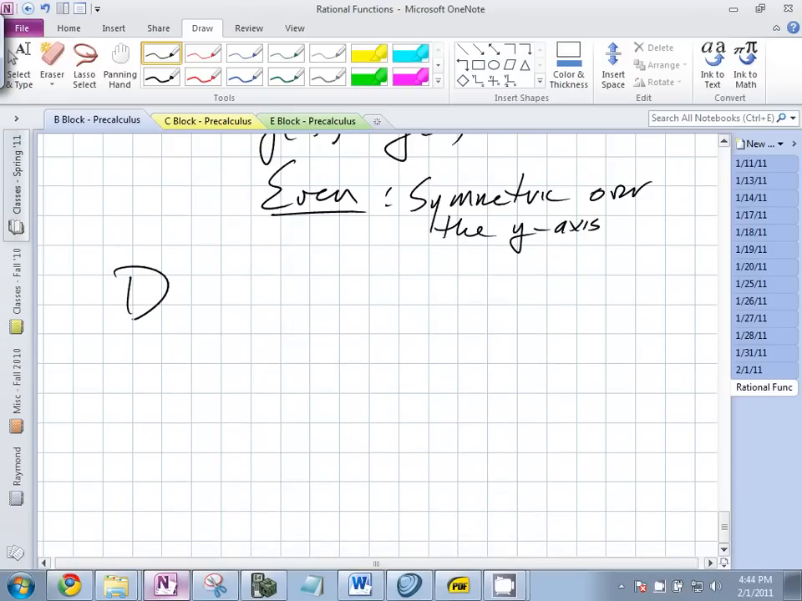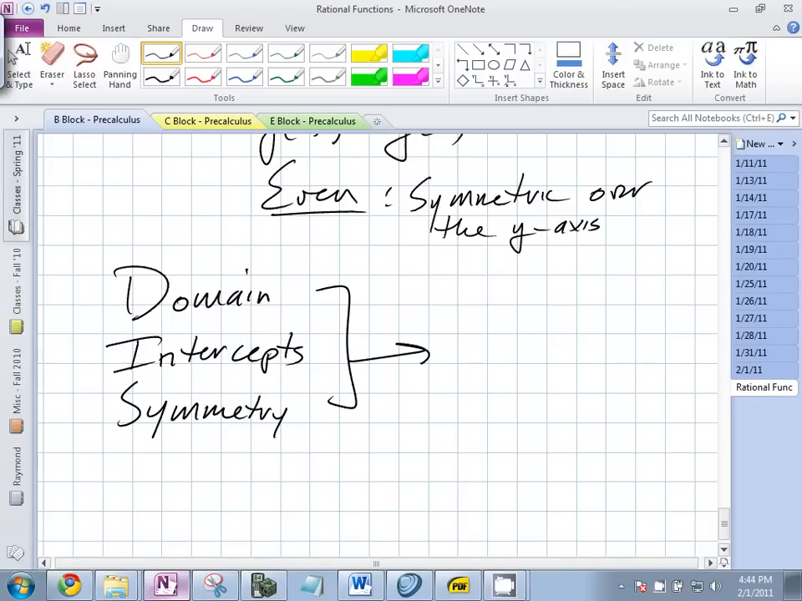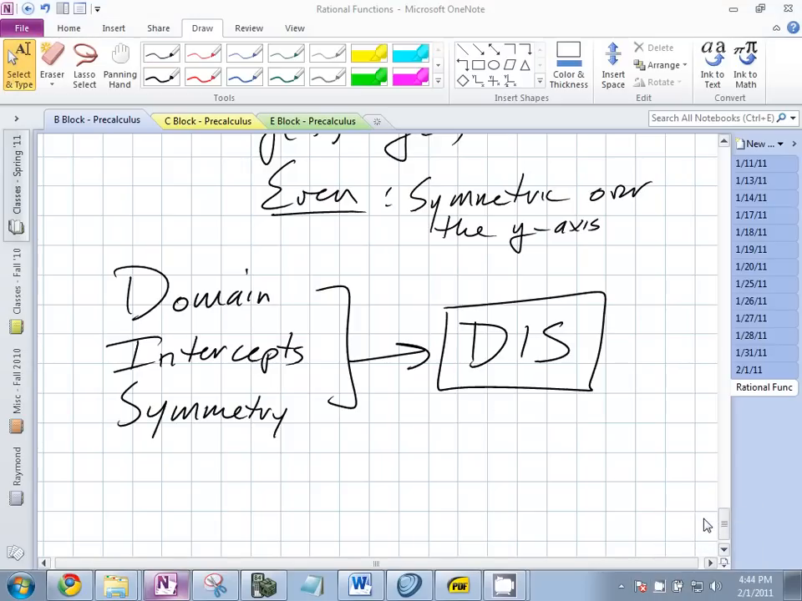You need to find the domain of the function, you need to find the intercepts, and you need to test for symmetry. We're going to remember that by saying we're going to dis. We're going to dis the function. Later, when we learn steps 4 through 6, we're going to come up with more letters, and maybe you'll come up with something better than dis in the letters that I come up with. But for now, remember dis.